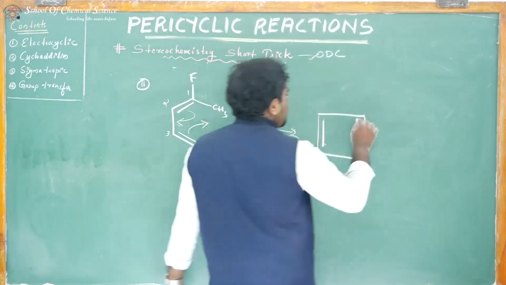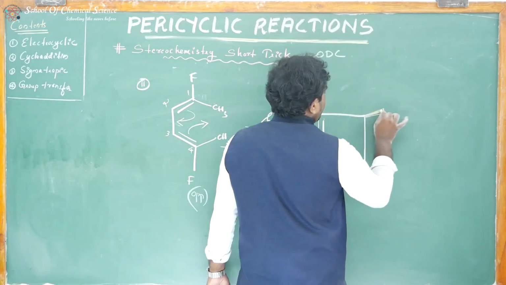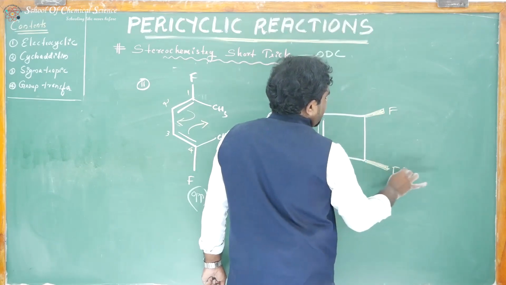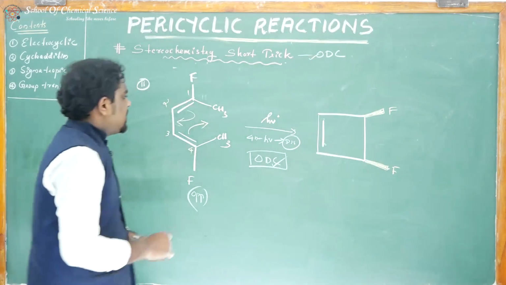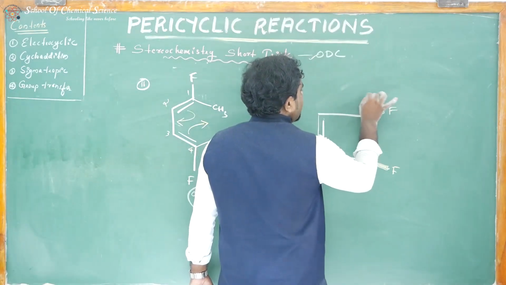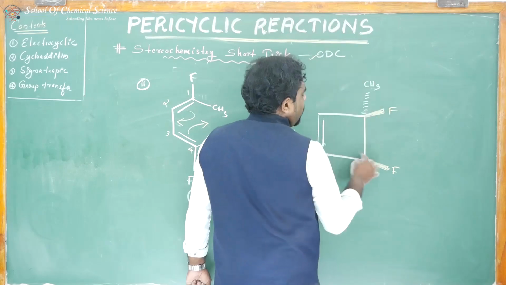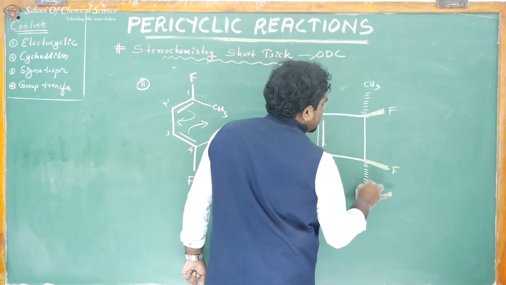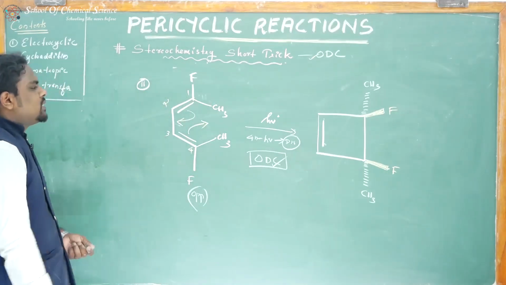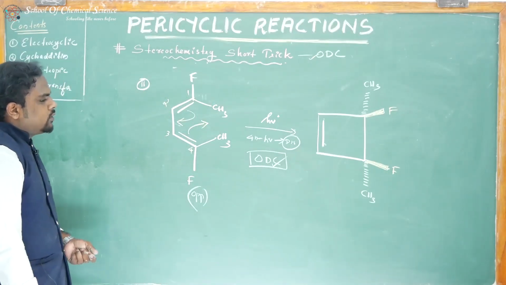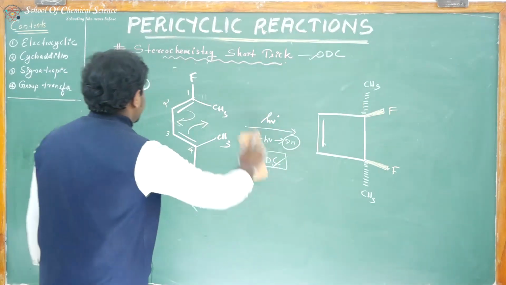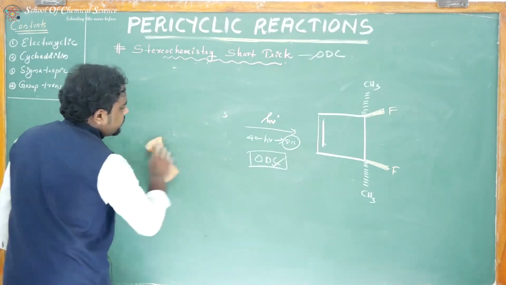That means the two fluorines are on the same side. One fluorine is above the plane, then the next fluorine is also above the plane. Then what is the stereochemistry of the CH3? If fluorine is above, then CH3 is below. That is the stereochemistry of those two CH3 groups. Okay. Then the next question, the 12th one.